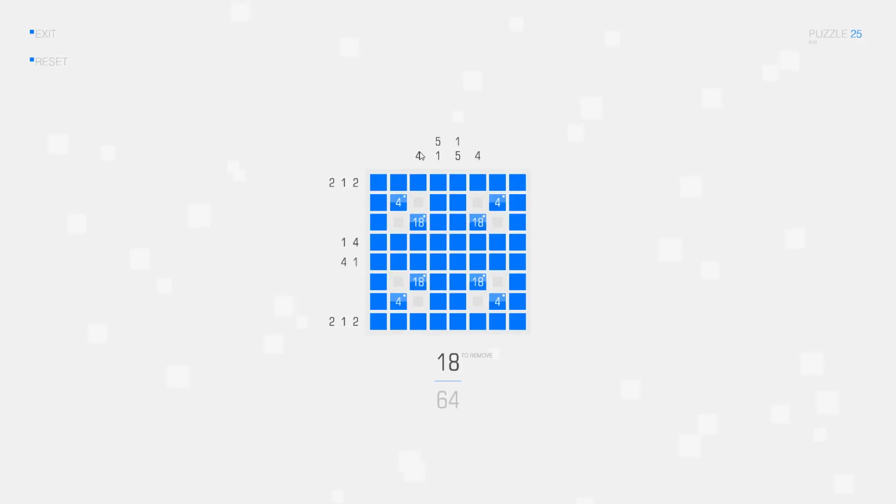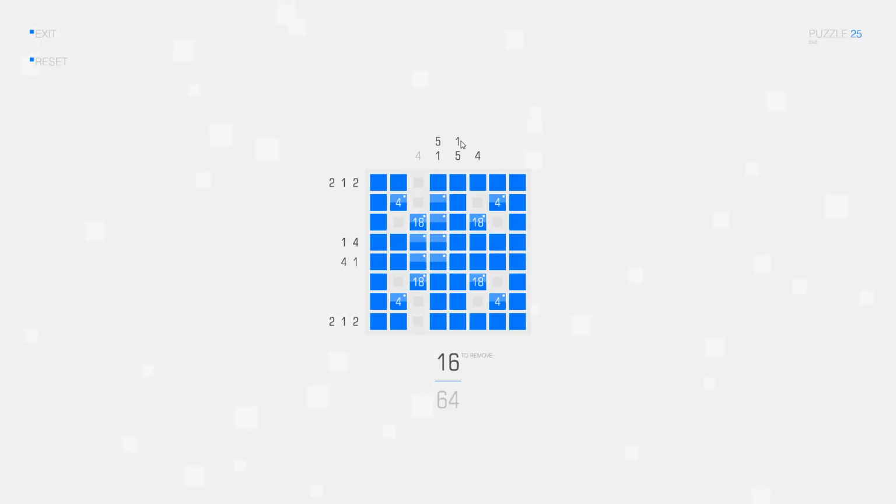So let's look at the column clues. Yes, we have 4 connected squares here. Obviously they have to be positioned like this, and I can delete these squares here. Let's look at the 5 and the 1. Let's count 1, 2, 3, 4, 5. Gap, 1. If I count from down here, 1, gap, 1, 2, 3, 4, 5. So I can mark these squares already.